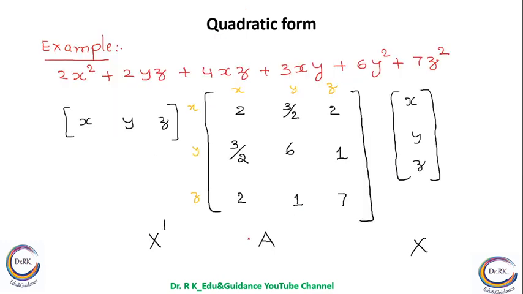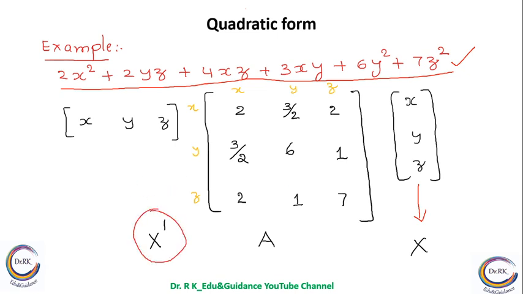One more example, to show that it can contain any number of variables: 2x square, 2yz, 4xz, 3xy, 6y square, 7z square, etc. From this we can observe it contains three variables x, y, z. We'll take x as a column vector consisting of x, y, z, and its transpose is a row vector, x transpose.